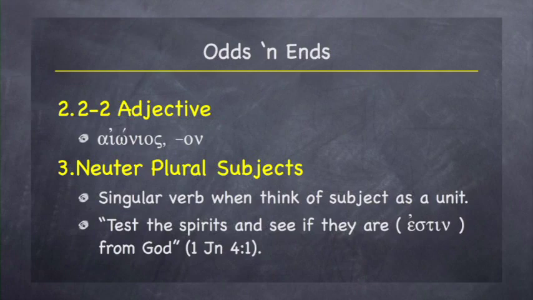It's referring to the message and the false preachers, but it's using the word pneuma. Pneuma is neuter. In this case, it's neuter plural. And John is thinking about all of these false prophets, these antichrists, together. And so he uses the singular verb, but we can't say "test the spirits and see if they is." We have to say "they are."